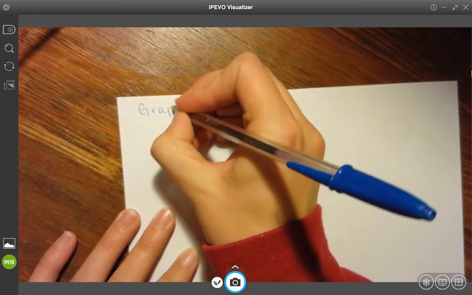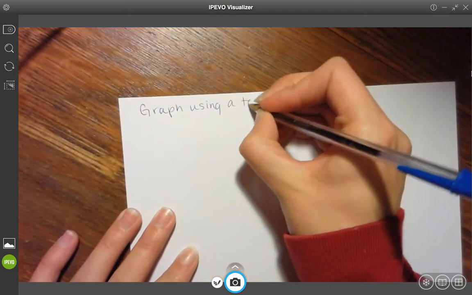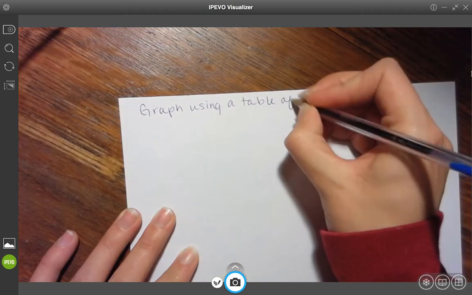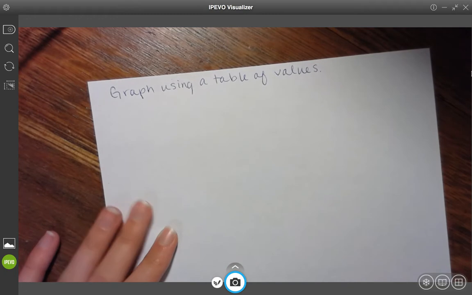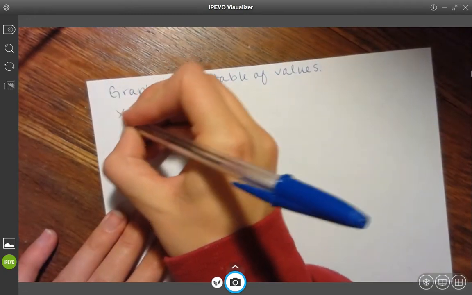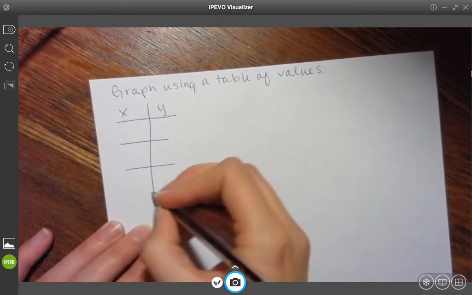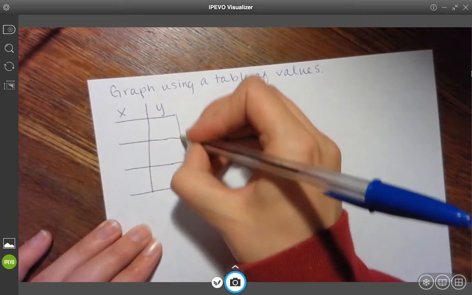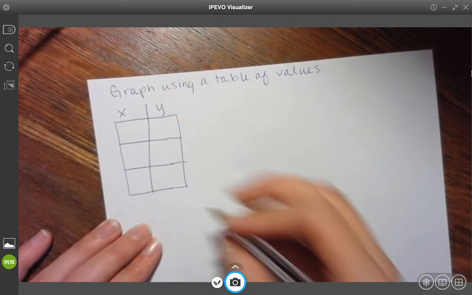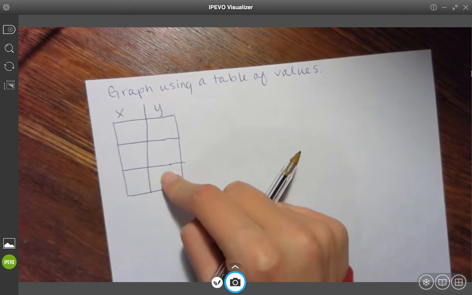So let's talk about graphing using a table of values. So think about what a table of values looks like. A table of values has x values and y values. Okay, I'm going to put 3 rows. So I'm going to get 3 x, y pairs. x, y, x, y, x, y.